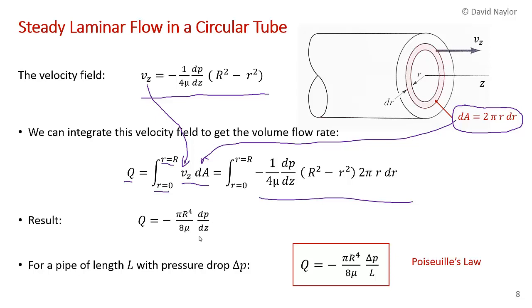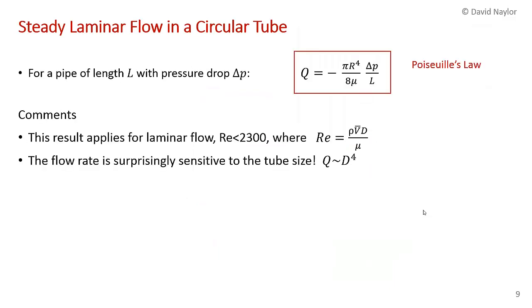And if you're in fully developed flow, this gradient here, dp/dz, can be just replaced with some pressure drop over some distance L. So we've just replaced that with delta P, some measured pressure drop over some known distance L, since the pressure gradient is a constant. And that's Poiseuille's law. So I've reproduced the result for a pipe of length L with pressure drop delta P. We have Poiseuille's law here.